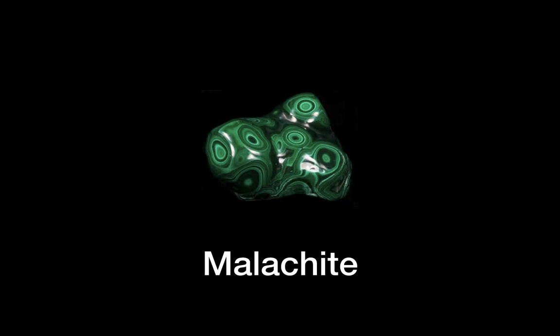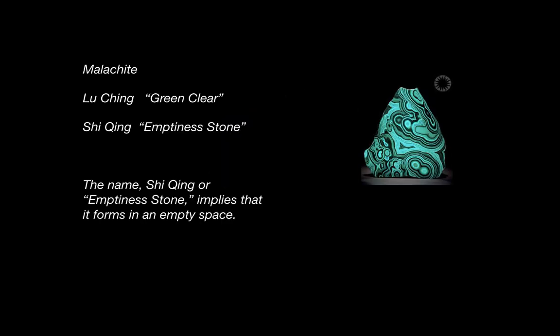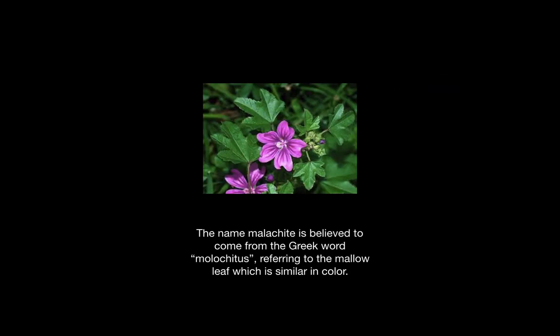I will be talking about malachite. Malachite was given the name Lu Qing, which means green clear, or Shi Qing, which means emptiness stone. The name Shi Qing, or emptiness stone, implies that it forms in an empty space. The name malachite is believed to come from the Greek word for mallow leaf, malache, and mallow leaf has a similar color to malachite, which is why people think it may have been called that.